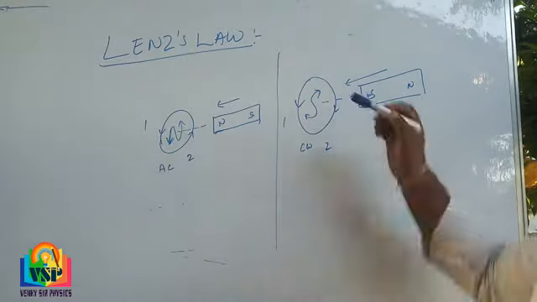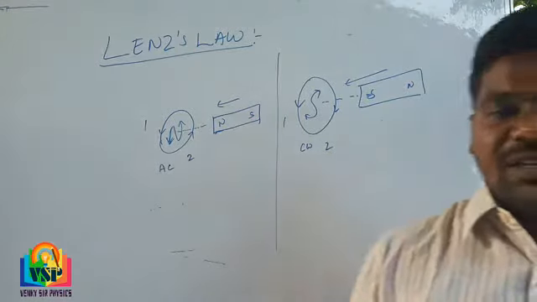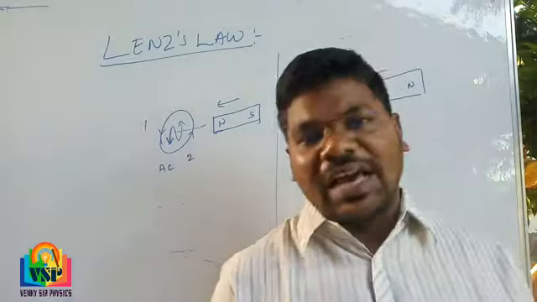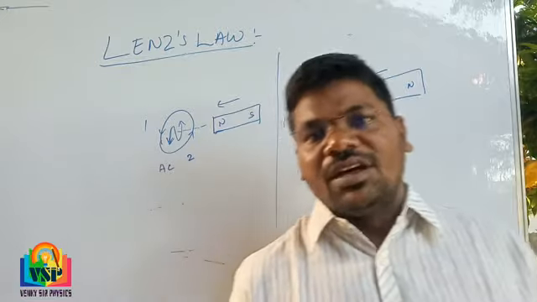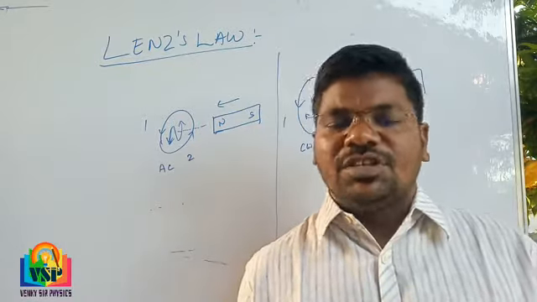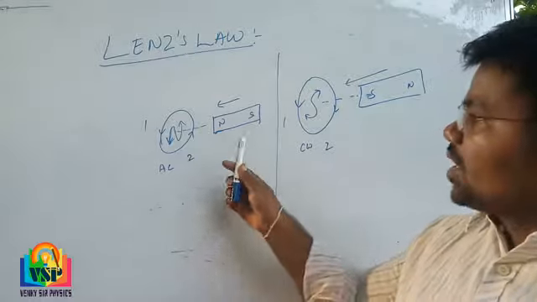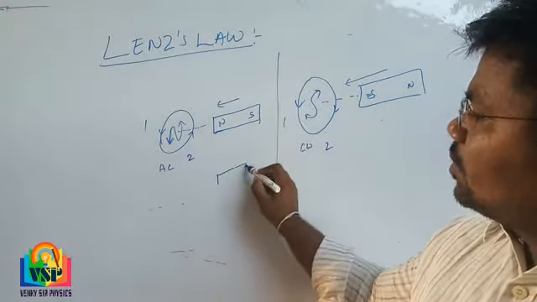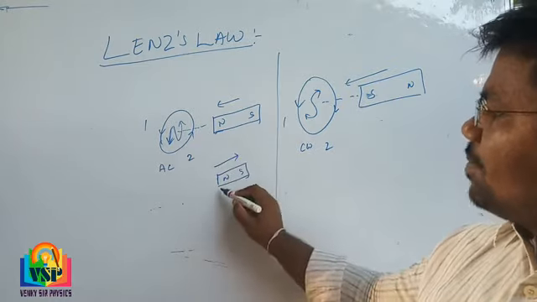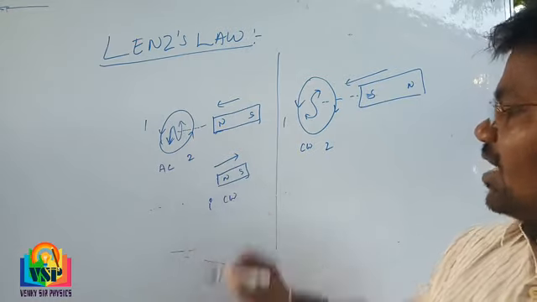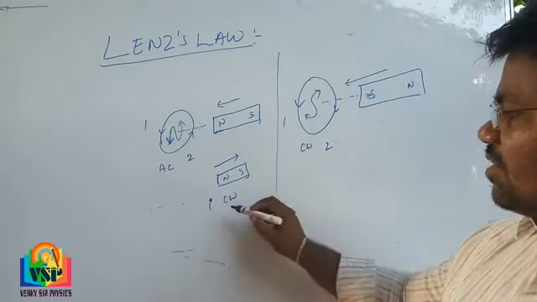Whenever the south pole of the magnet approaches the coil, the coil opposes it with a south pole. If the north pole approaches the coil, it opposes with a north pole. If the south pole approaches the coil, it opposes with a south pole. If the north pole is moving away from the coil, the current is in the clockwise direction.